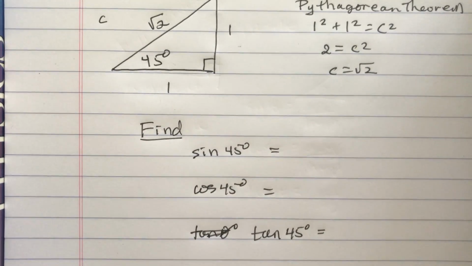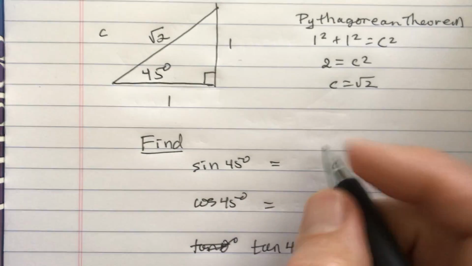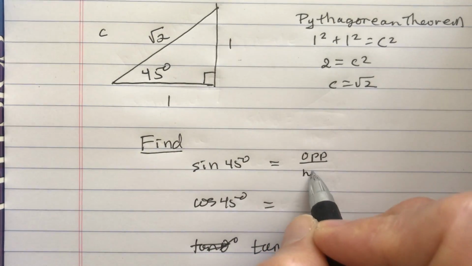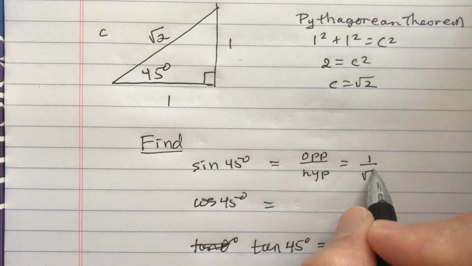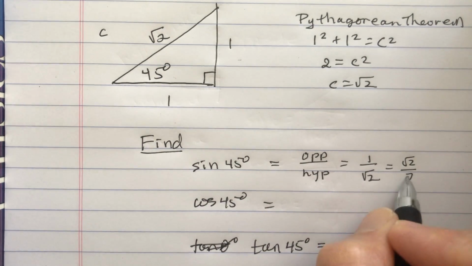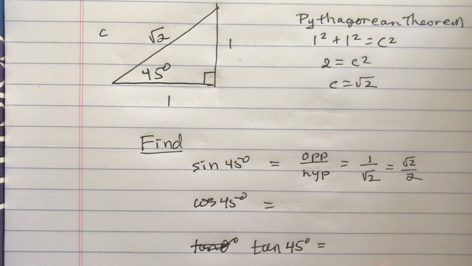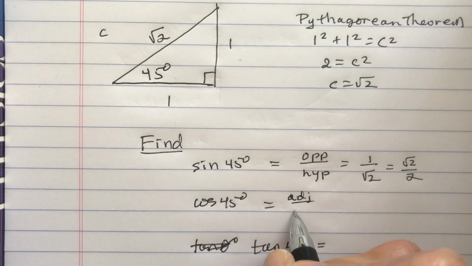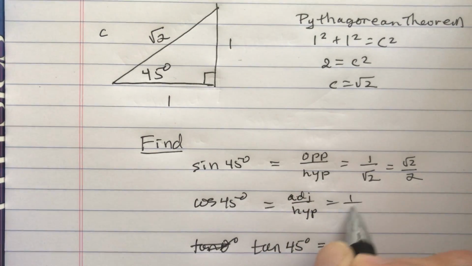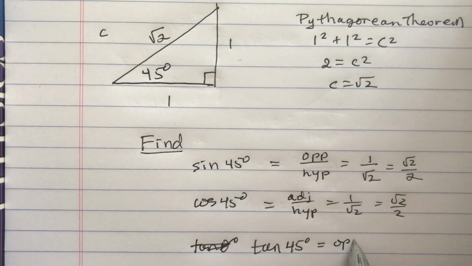And we can use our definition of sine, which is opposite over hypotenuse. So that gives 1 over square root of 2. It's traditional to, well, some people don't follow that tradition anymore, but to rationalize the denominator, right? We multiply by root 2 over root 2. And then adjacent over hypotenuse is what we have for a cosine, and that's also root 2 over 2. And then tangent is opposite over adjacent, which is 1 over 1, which is 1.